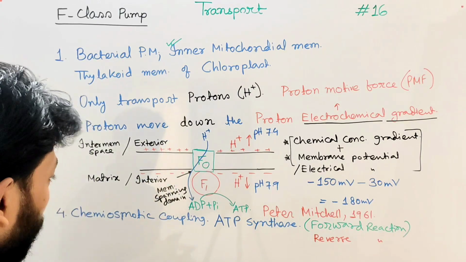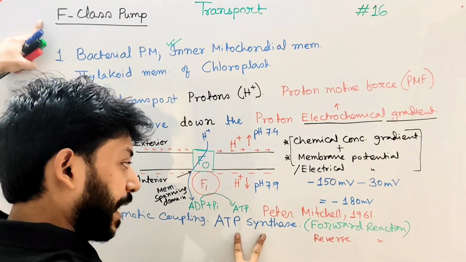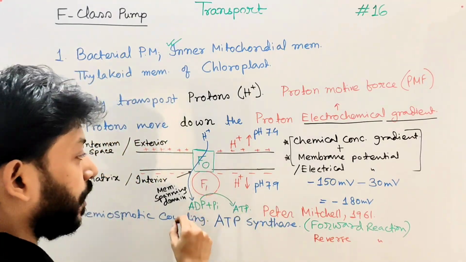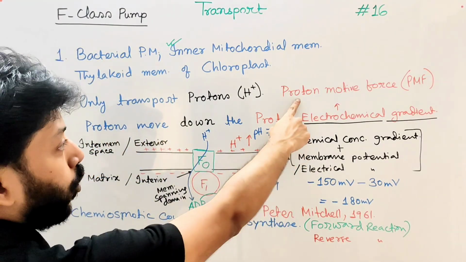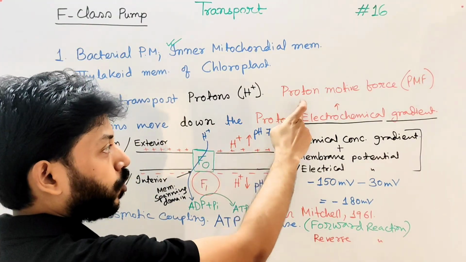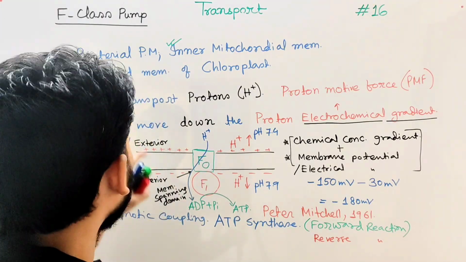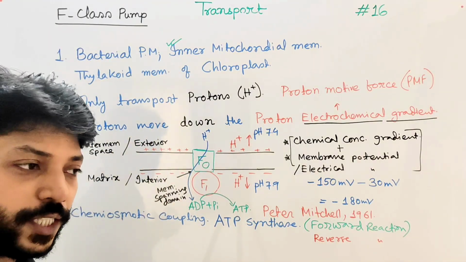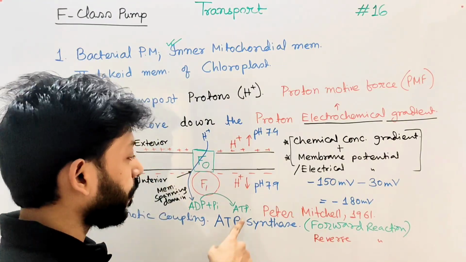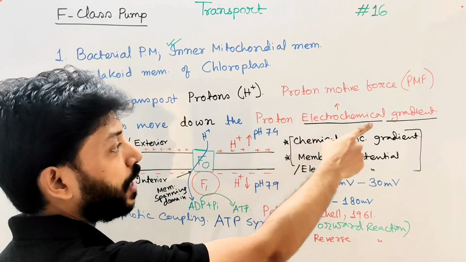You have to understand this. The F-class pump not only synthesizes ATP as an ATP synthase, but it can also break down ATP and generate proton motive force. So proton electrochemical gradients help in the generation of ATP, but sometimes, specifically in the bacterial plasma membrane, it is frequently observed that bacteria hydrolyze ATP to make a proton electrochemical gradient.